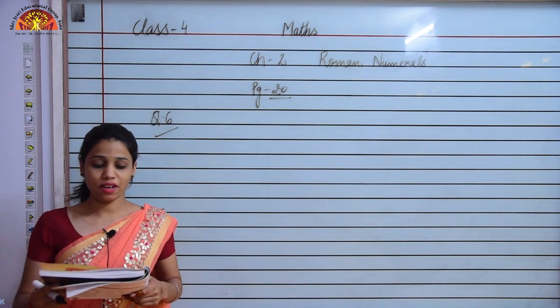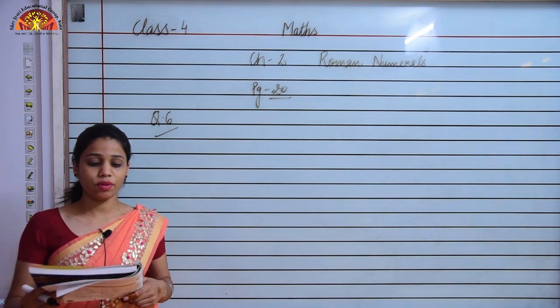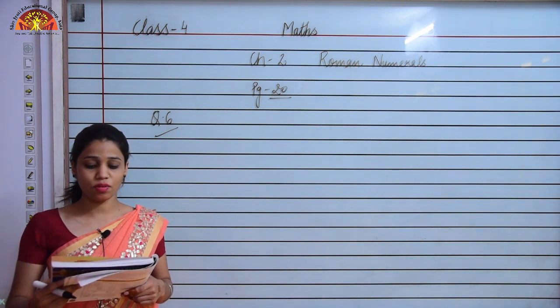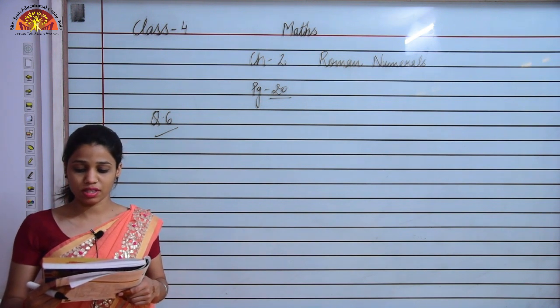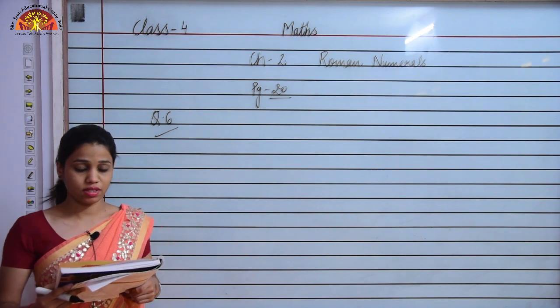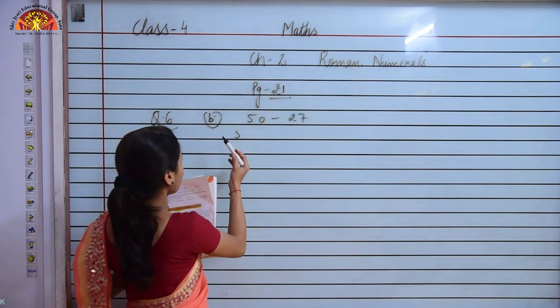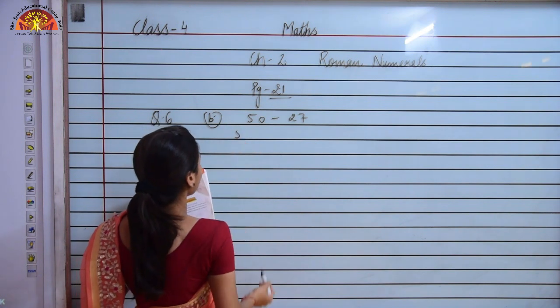Okay students, now let us see question number 6 given on page 21 of your book. Now question number 6 is change the Hindu Arabic numerals to Roman numerals and solve the following. Write the answer in Roman numerals. Now this is question number 6 given on page number 21 of your book. Now question number 6 we are doing B part.